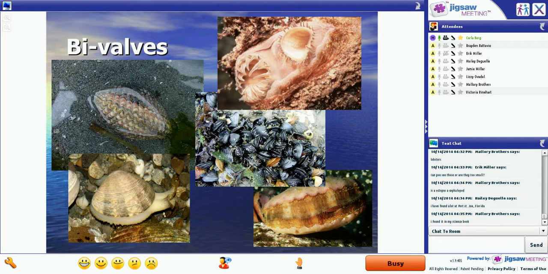Now, bivalves are probably what you think of most. Think of a mollusca. Bivalves have 2 shells, a scallop, a mussel, a clam, an oyster. Those are all examples of bivalves.